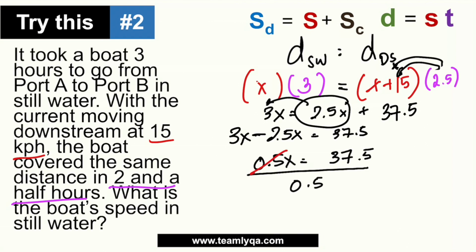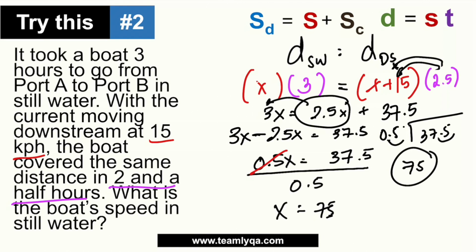Now, to divide something sa 0.5, para mo na rin siyang minultiply sa 2. Okay? So, you can actually just multiply this by 2. X is equal to 75. Or, kung gusto mo rin, isolve ng long cut, ganun din yung kalalabasan, 37.5 divided by 0.5. So, i-move natin decimal place para siyang 375 divided by 5 or just 75 pa rin. So, the answer is 75 kilometers per hour.